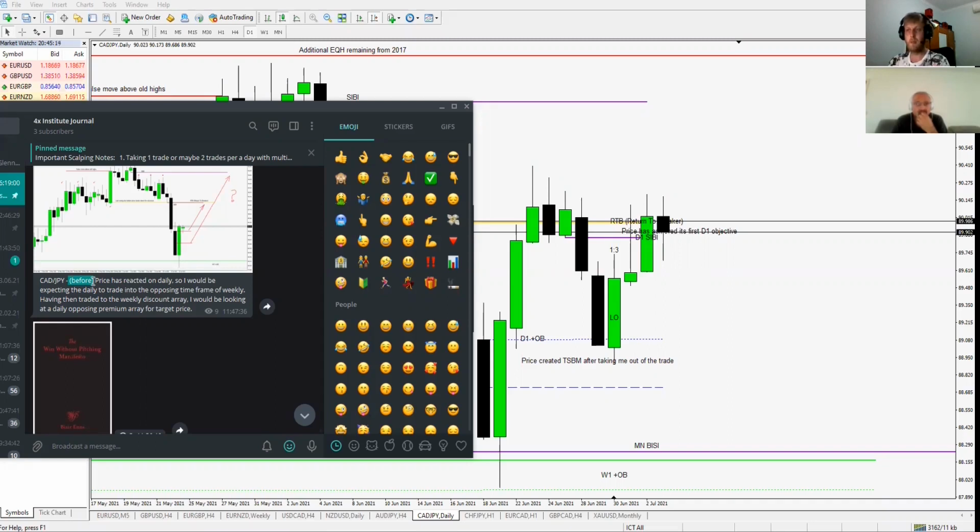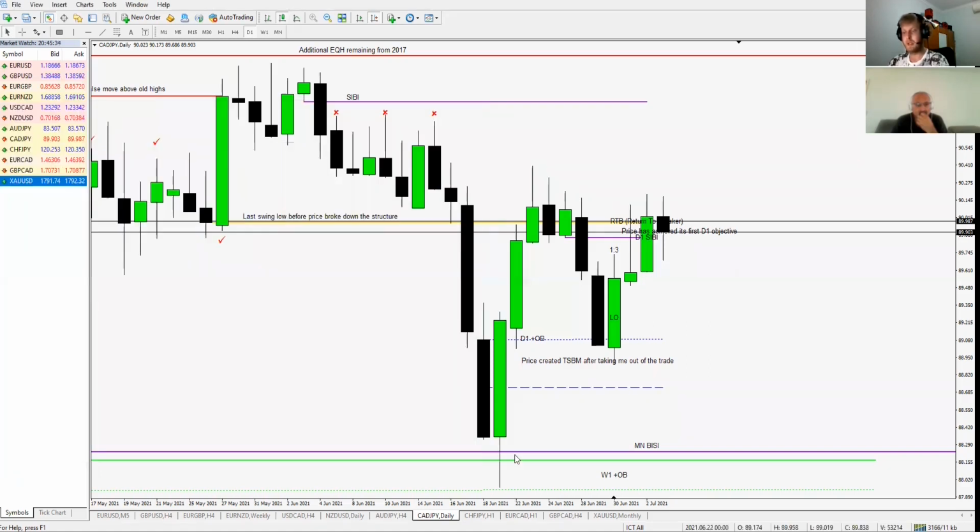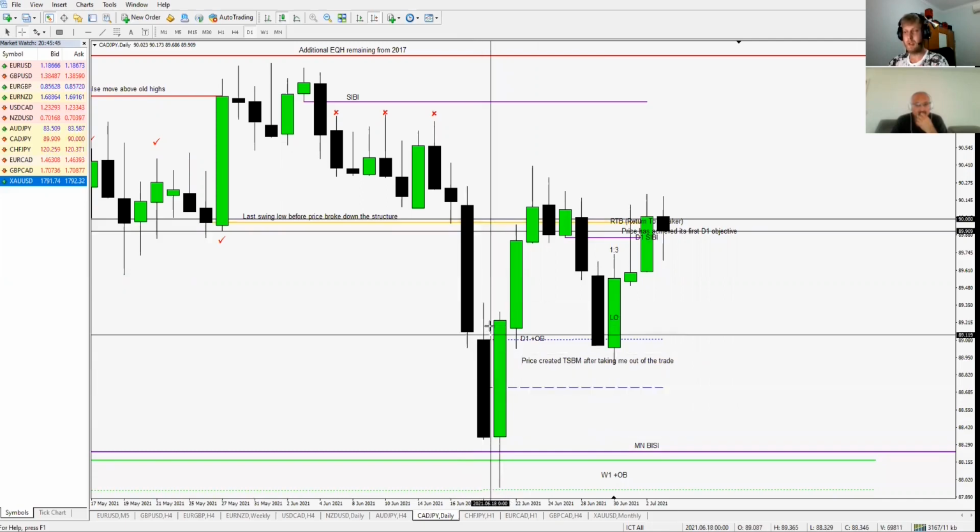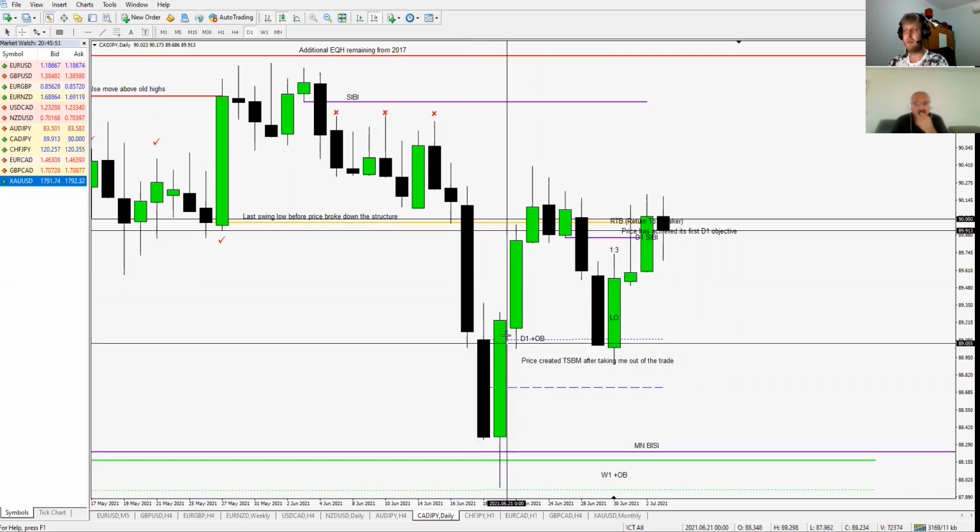So I'm writing here, price has reacted on daily, so I would be expecting the daily to trade into the opposing time frame of the weekly. Having then traded into the weekly discount array, I would be looking at a daily opposing premium array for target pricing, meaning it's already traded down here into something of weekly nature, this weekly order block over here, and then off of that weekly order block we get this daily. So that's what I'm saying, the daily has reacted off of the weekly over here, and this is where we would have looked to enter that trade.